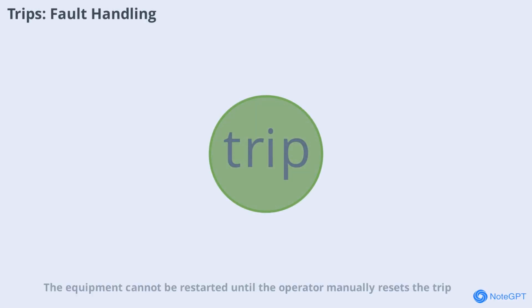Trips are fault conditions that force equipment to stop and latch the fault. The equipment cannot be restarted until the operator manually resets the trip. This mechanism ensures that faults are addressed before resuming operation, protecting both the equipment and the process. Always check that trip logic is correctly implemented and tested for all critical equipment.